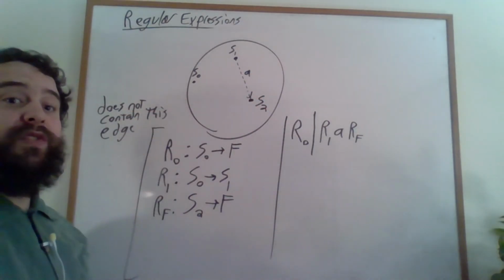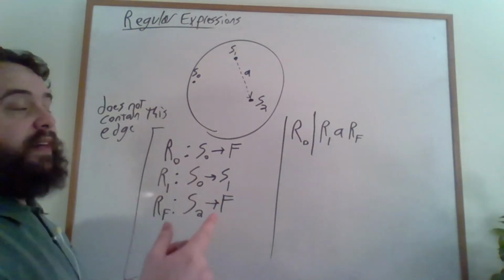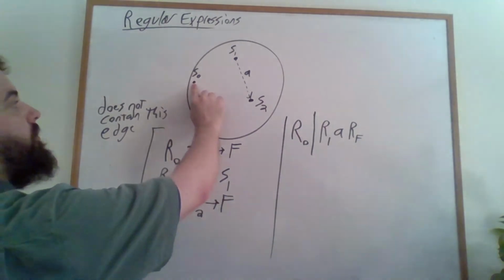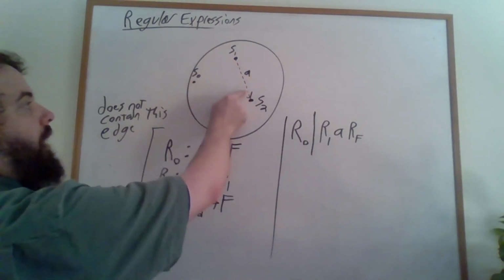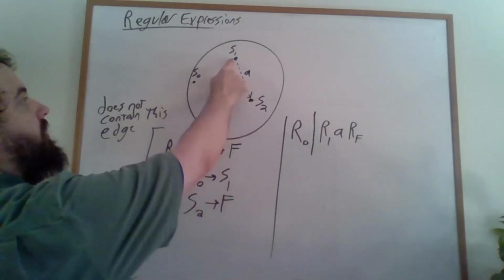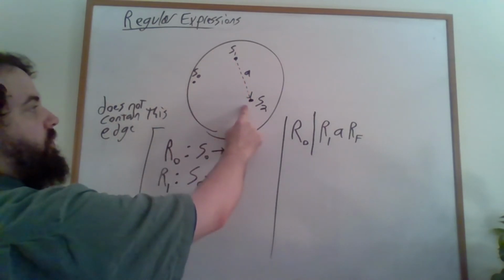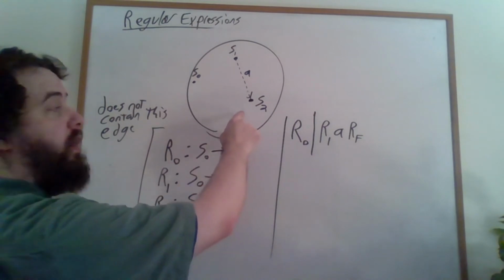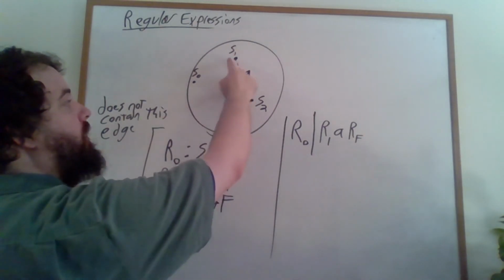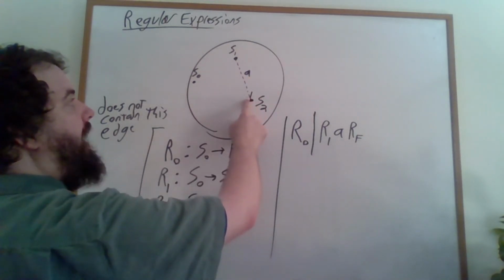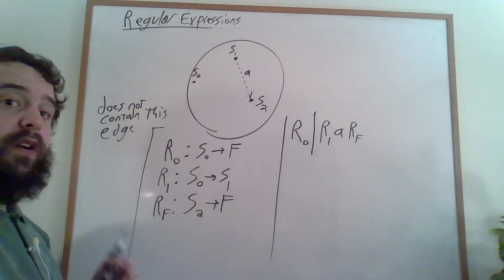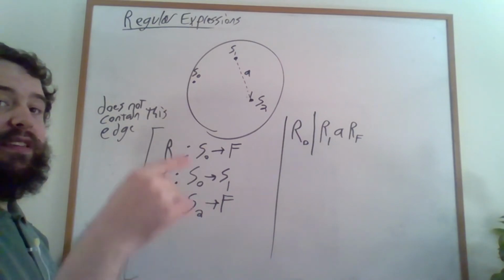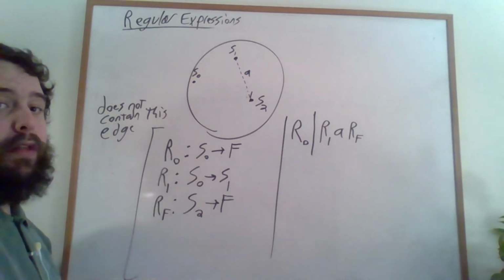It could also be the case that this path takes this edge twice. In that case, we're going to go from S0 to S1 without passing through this edge. Then we're going to go from S1 to S2, passing through this edge, reading an A. Then we're going to go from S2 back to S1 without passing through this edge. And again, we can recursively find a regular expression corresponding to the various words that will take us along that path.